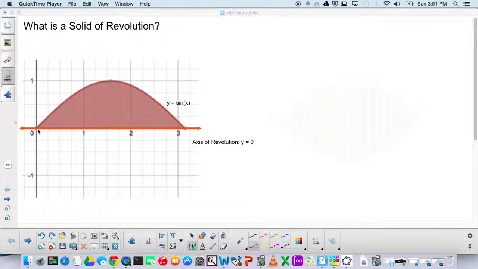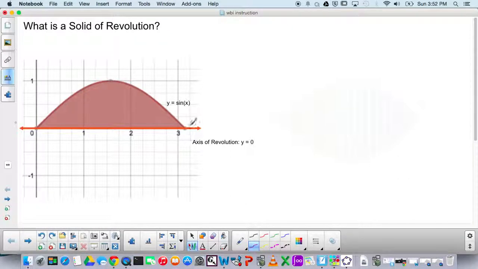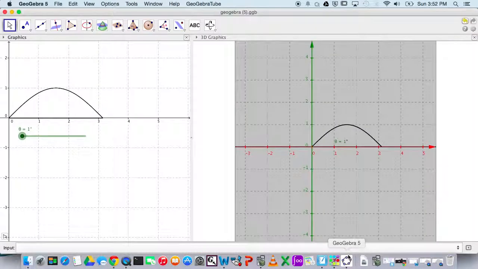So let's say I have the region enclosed here in red that is enclosed by the graph of y equals sine x on the top and y equals 0 on the bottom. And I want to take that region and rotate it around the x-axis here to form a shape. So let's get an idea what that would look like.